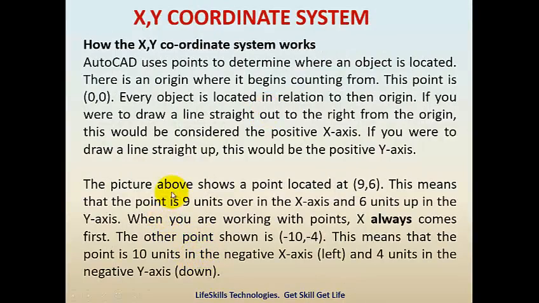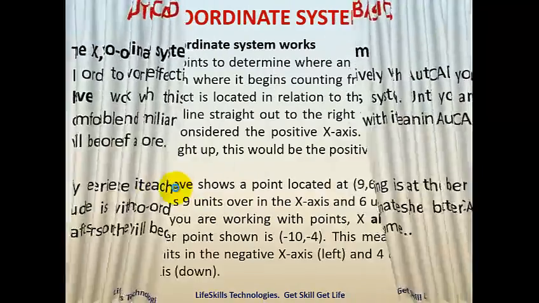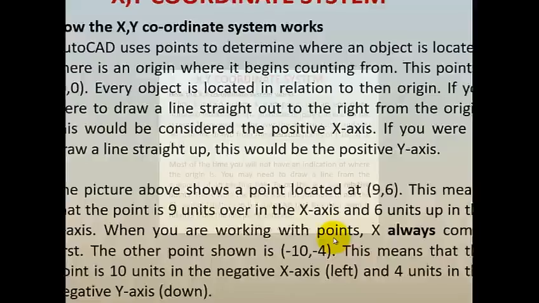So I've tried to explain the diagram. This diagram, that's what I'm trying to explain here. That 9,6 and minus 10, minus 4. So for example, this minus 10, minus 4 means that the point is 10 units in the negative x-axis and 4 units in the negative y-axis. Know that the first figure is for x, while the second figure is for y. So x always comes first. It always comes first. So please take note of that.